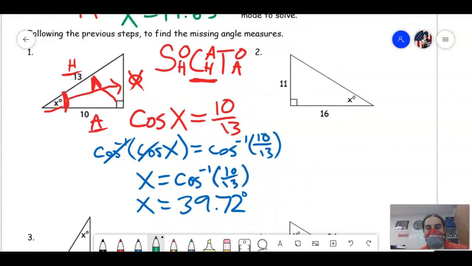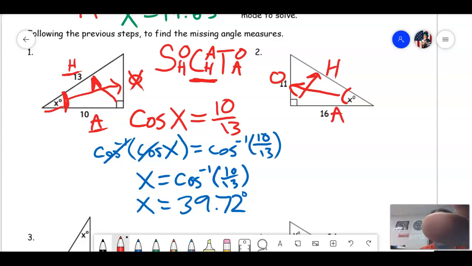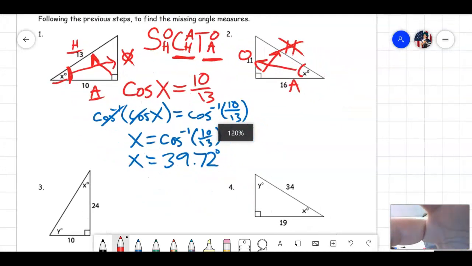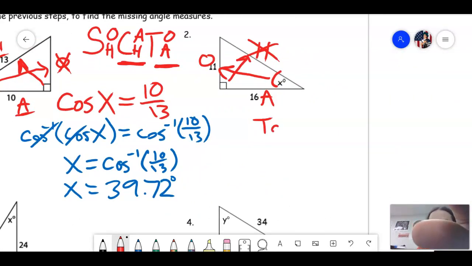Cool. Now, number 2, I'm going to do it with a little shortcut. So number 2, here's my angle. I label O. I label H. I label A. Do you see how H has nothing on it? I don't need that in my life. So if it's OA, OA is going to be tan. So let's use tan. Okay. Tan, and what's the angle? X equals O over A, which is going to be 11 over 16.